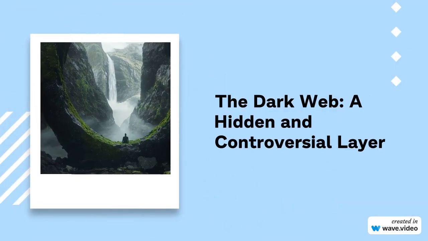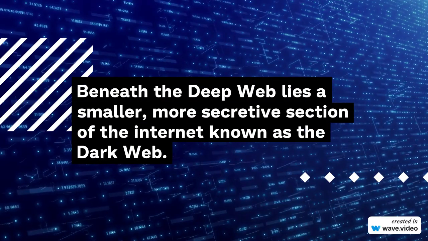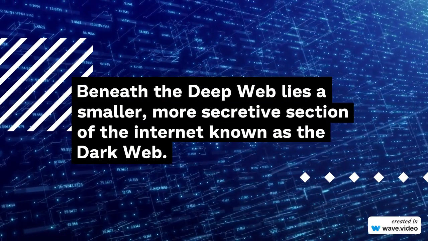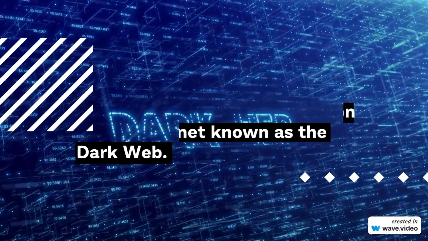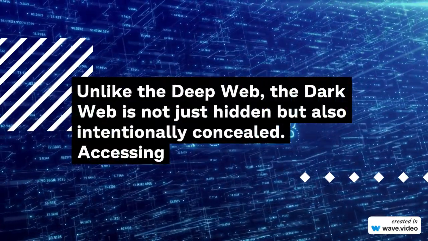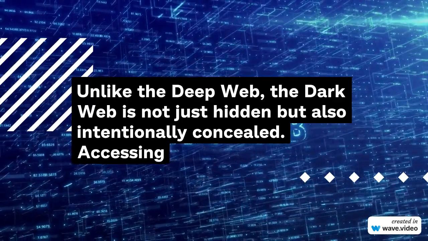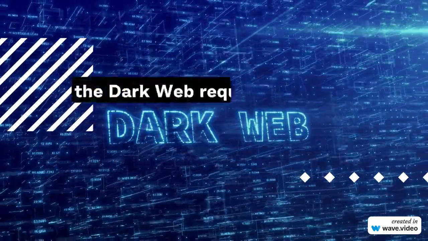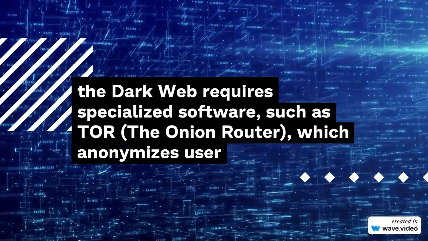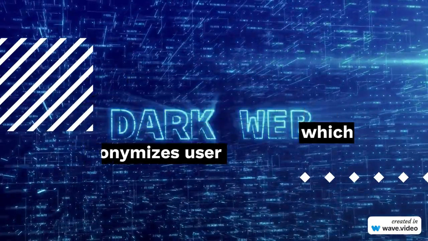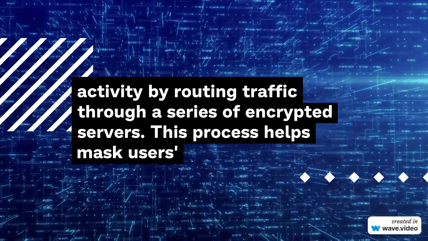The dark web, a hidden and controversial layer. Beneath the deep web lies a smaller, more secretive section of the Internet known as the dark web. Unlike the deep web, the dark web is not just hidden but also intentionally concealed. Accessing the dark web requires specialized software, such as Tor, the onion router, which anonymizes activity by routing traffic through a series of encrypted servers.